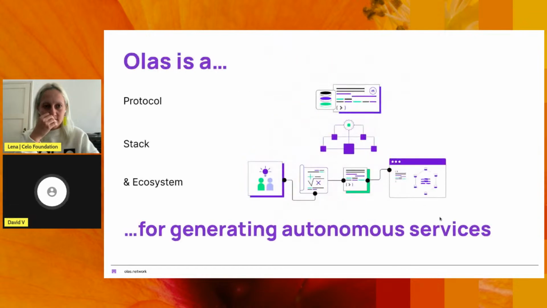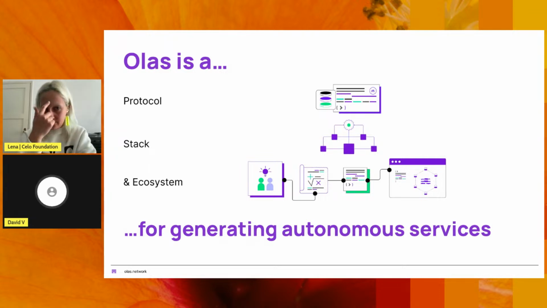So we like to think of Olas as a 3-legged stool for generating autonomous services. And I'll come back to what an autonomous service is in a second, but it's important to have in mind that there are these 3 sides to the equation: Olas is a protocol, it's a stack, and also an ecosystem. So this protocol is deployed to several different chains, including Ethereum, Celo, Gnosis, Polygon, Arbitrum, Solana, Optimism, and Base. I hope I am not missing anyone there.